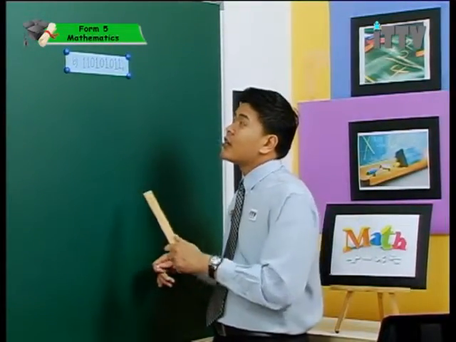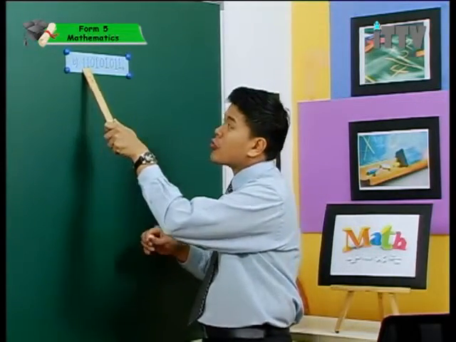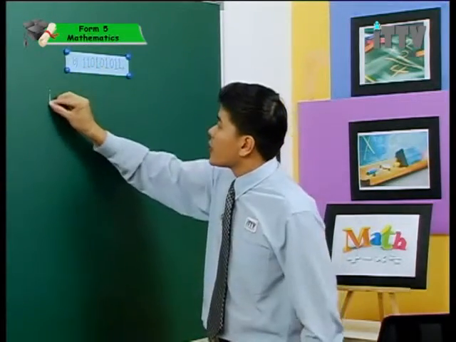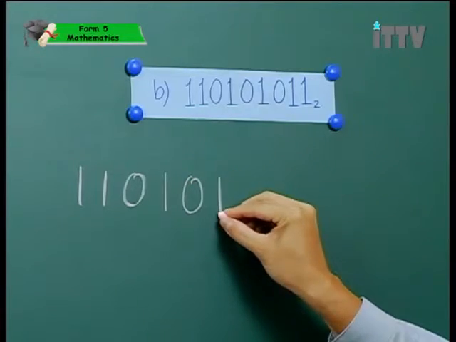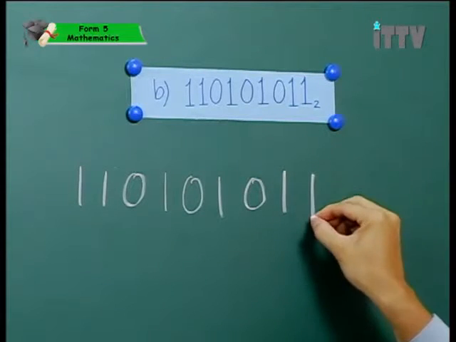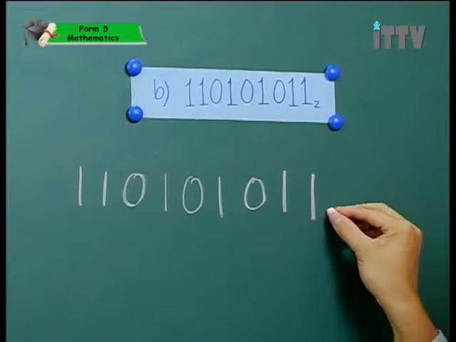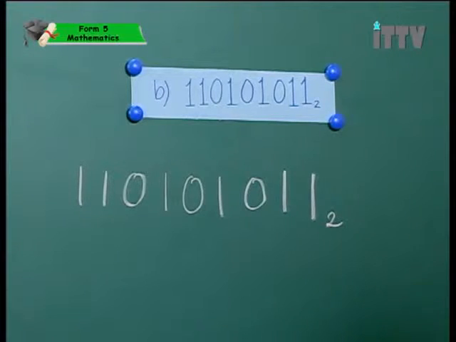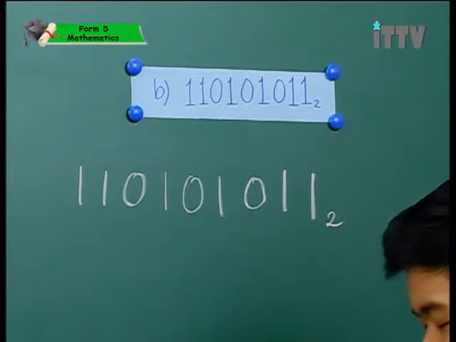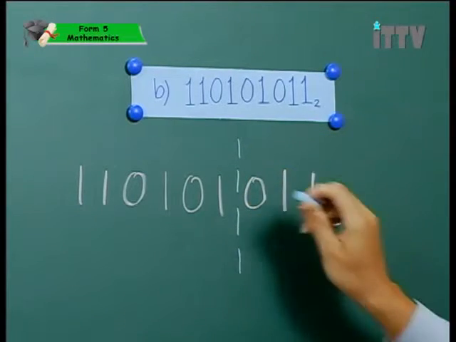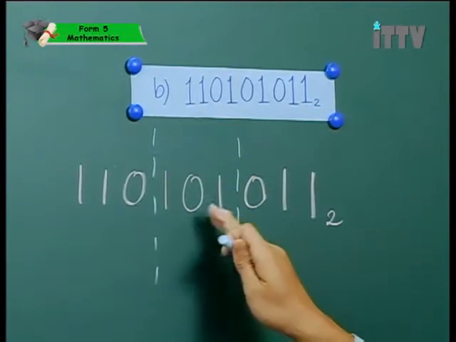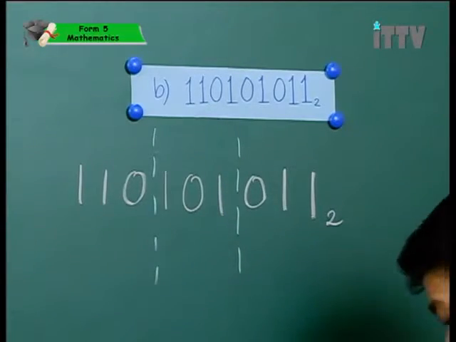Okay, let's write down this number again so that we can group it nicely. 110, 101, 011 in base 2. So what do we have here? Pretty simple. What we must realize is we can group it right now from the right to the left. One group, another group, just nice. 3 groups.